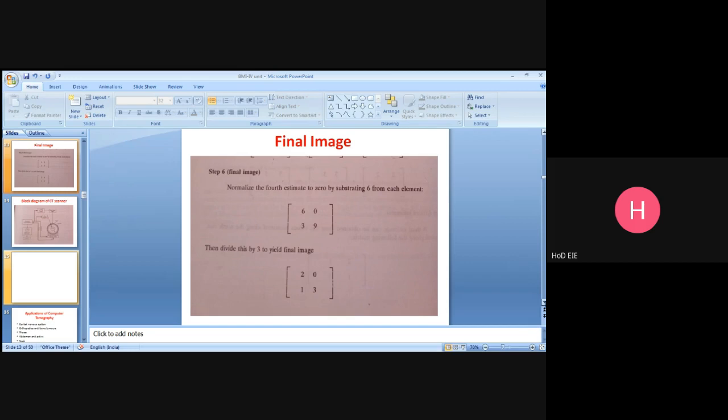So what is your third estimate? That is 7 comma 6 as well as your 8 comma 10. If you add that with your 5 comma 0 and this 1 comma 5, what you are getting is 7 plus 5 gives 12, 6 plus 0 gives 6, 8 plus 1 gives 9, and 10 plus 5 gives 15. So this is the value you are getting as your fourth estimate.